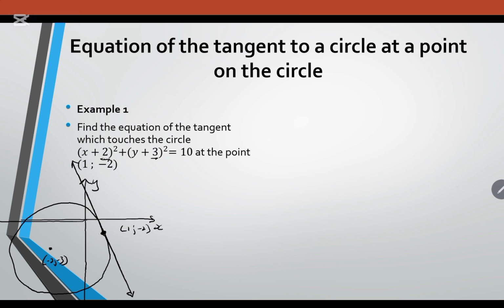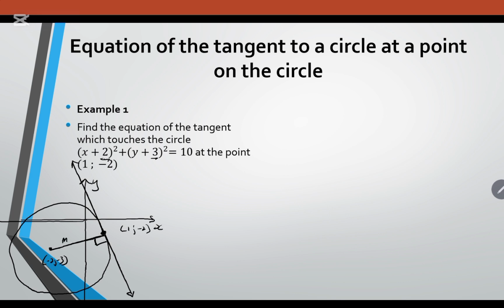So that is the other line that I'm going to demonstrate here. The radius and the tangent at the point of contact are perpendicular. The other concept that we learned in grade 10 is that the product of gradients of perpendicular lines is equal to -1. Therefore, we're simply going to find the gradient of the radius, and therefore we'll be able to find the gradient of the tangent.